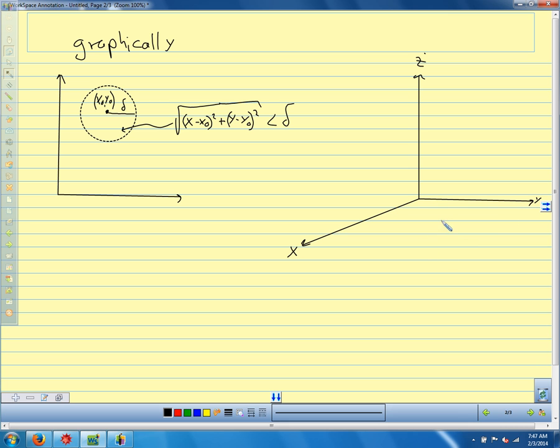So here's our open disk. Here's our open disk in the xy plane. And here's a surface up here above our plane. And I'm going to project this disk up onto the surface. So here would be the projection of the disk up on the surface.